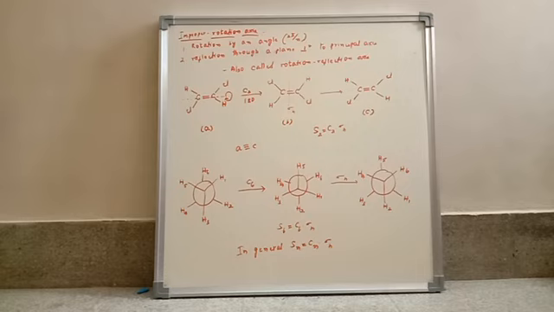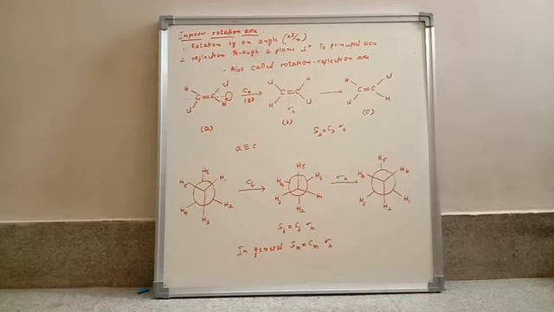Next, suppose we come to the staggered form of ethane, you have one principal axis, that is, C6 is the principal axis there. C6 is the principal axis. If you rotate by an angle of 60 degrees, then you will have the second structure.